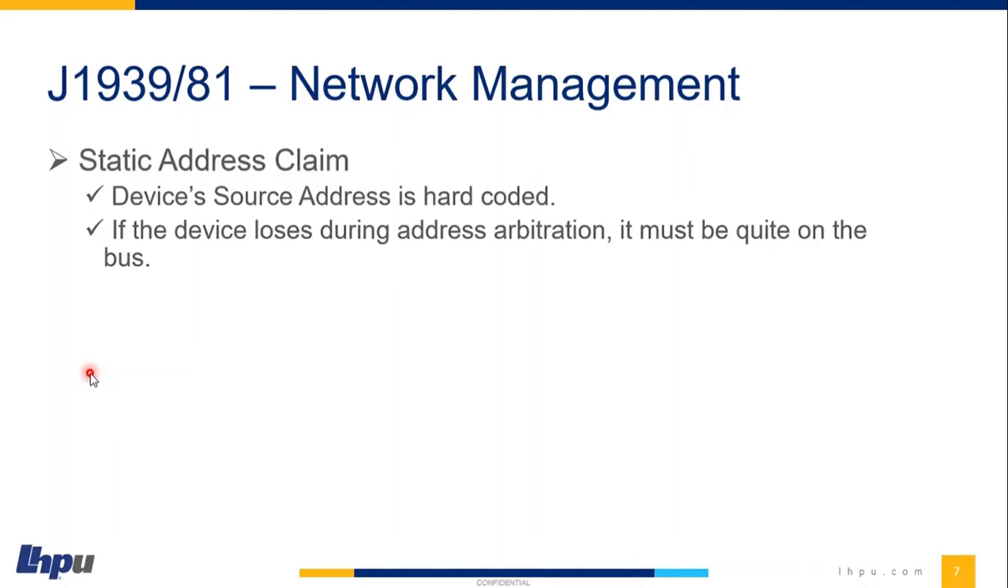We then have the static address claim. A device might have its source address hard-coded. The device comes up on the network and sends out the address claim. If no other device on the network has that address, then that address is valid for that device. But if the address is already in use, and the device trying to claim it does not have the priority, then it has to go quiet on the network to maintain the integrity of the network and to avoid collisions.